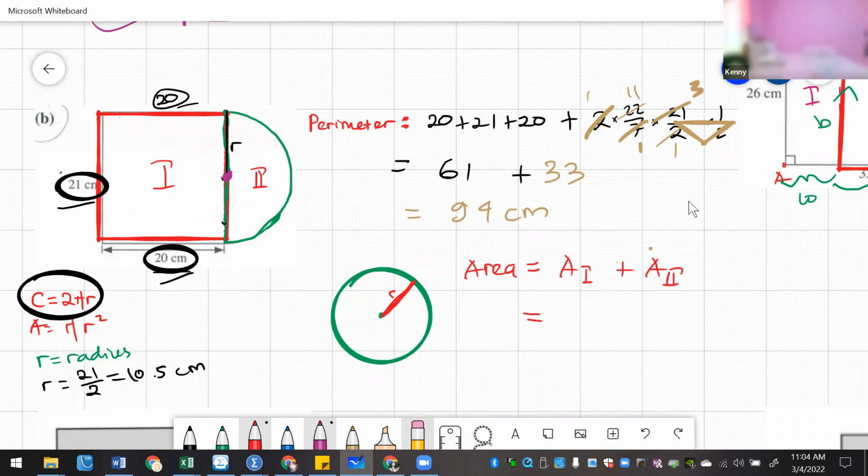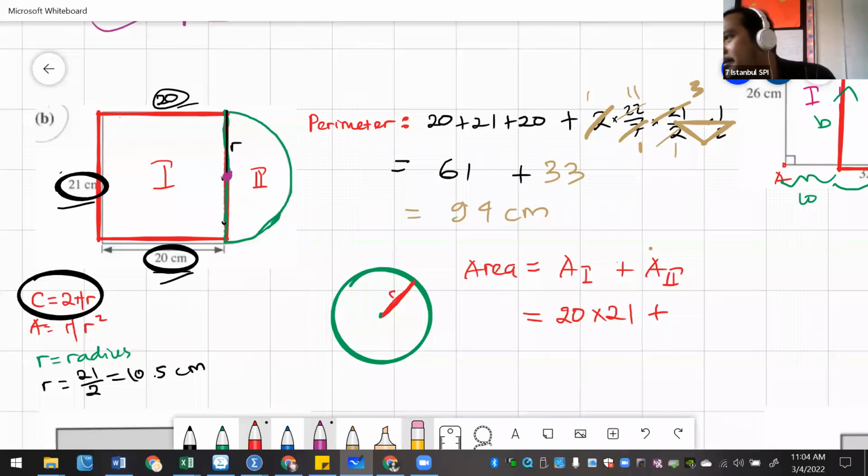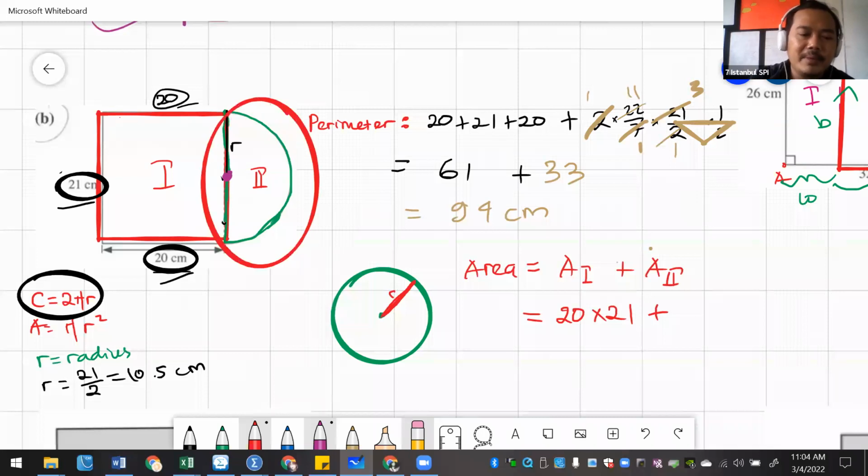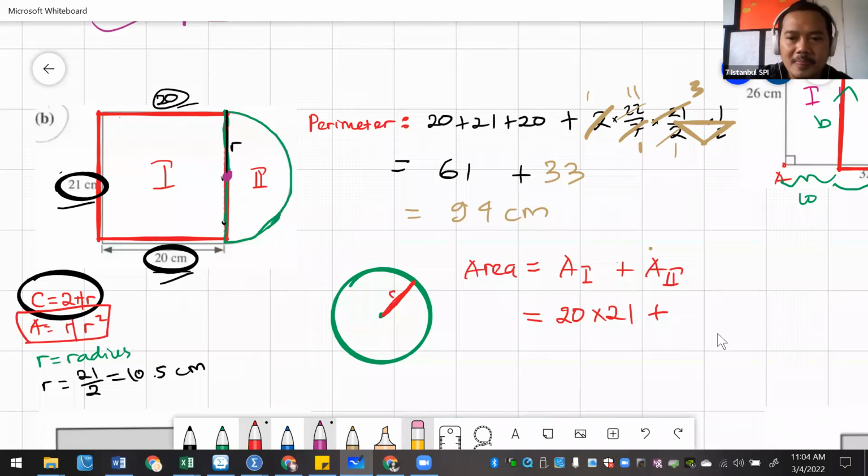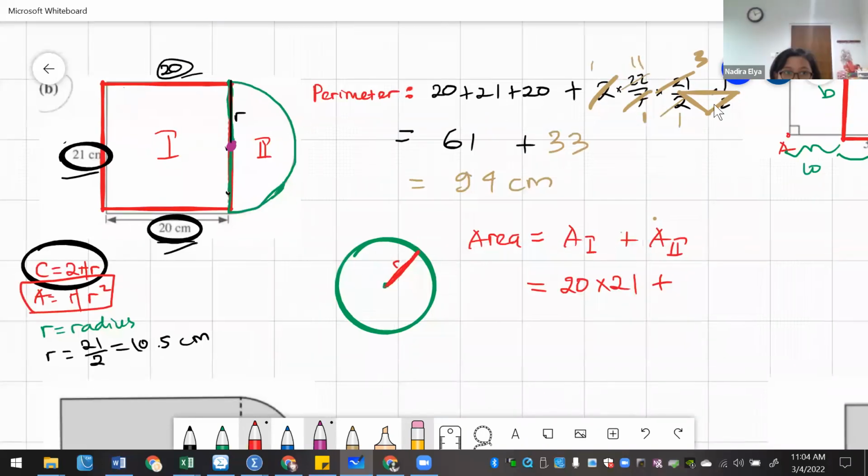21 dikali 20 bukan? Berapa? 20 dikali 21. Ya, bagus. Thank you, Kenny. Next. Siapa nih? Elia. Kalau yang ini gimana? Saya udah kasih rumusnya ya. Tuh, nih rumusnya nih. Ya, rumusnya udah ada nih. Yang area ya, yang area.